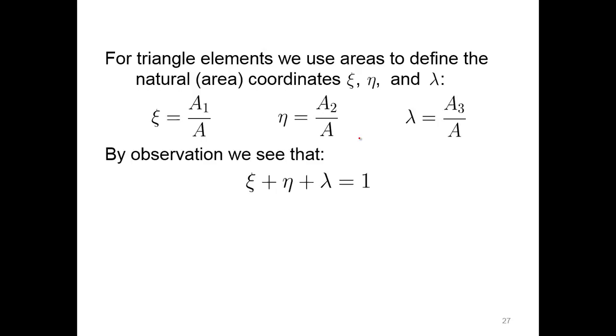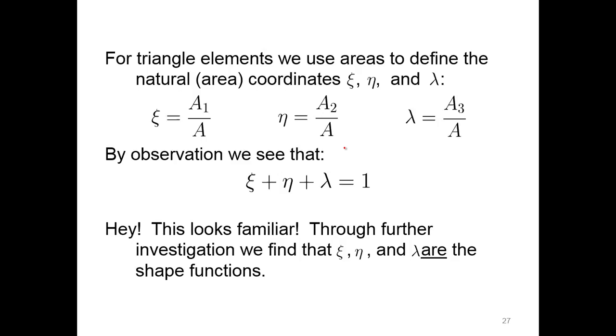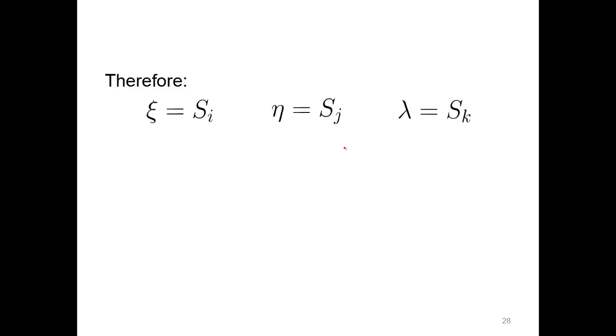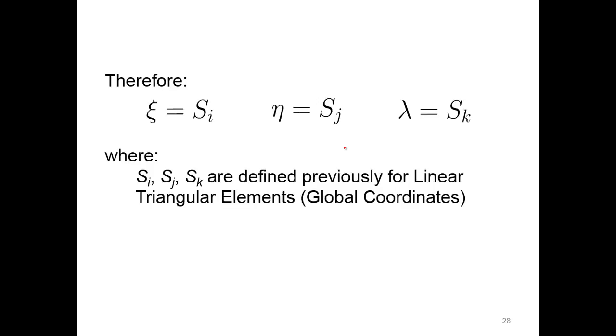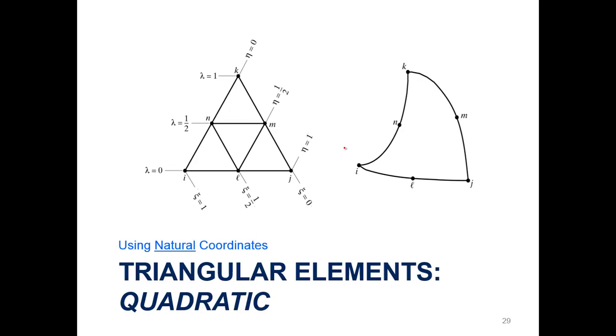And so hopefully we can see that if the area is made up of 1, 2, and 3, and we add up these three, they equal 1. And hopefully that rings a bell. These actually are the shape functions. So chi, eta, and lambda are the shape functions for this triangular element. Therefore, chi is the shape function at node I, eta is the shape function at node J, and lambda is the shape function at node K. They were defined previously for the linear triangular elements. You saw them with the global coordinates. So we already have those defined. Pretty straightforward there.